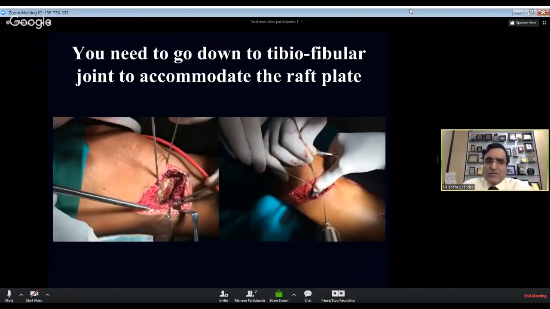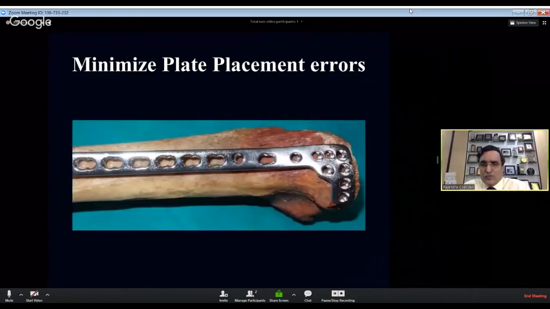Friends, also I would like to emphasize, many times we have to put this raft plate exactly where it should sit. So we have to go a bit more posteriorly and put the raft plate. A thumb presses it, and then I would like to lock that with a small K wire so that the plate remains. Otherwise, it offsets anteriorly. So we have to minimize our plate placement errors, and this is how exactly the raft plate fits. Many times this part remains anteriorly, and here also we have to see that it sits very well.